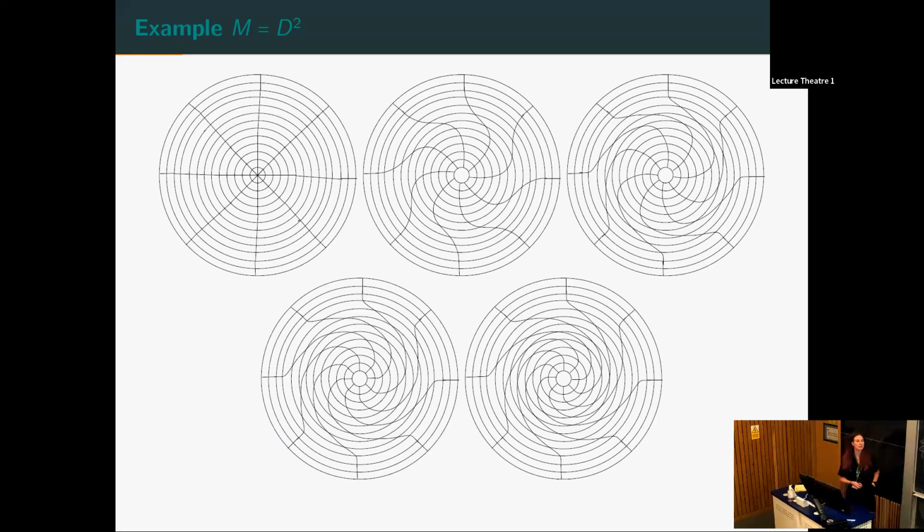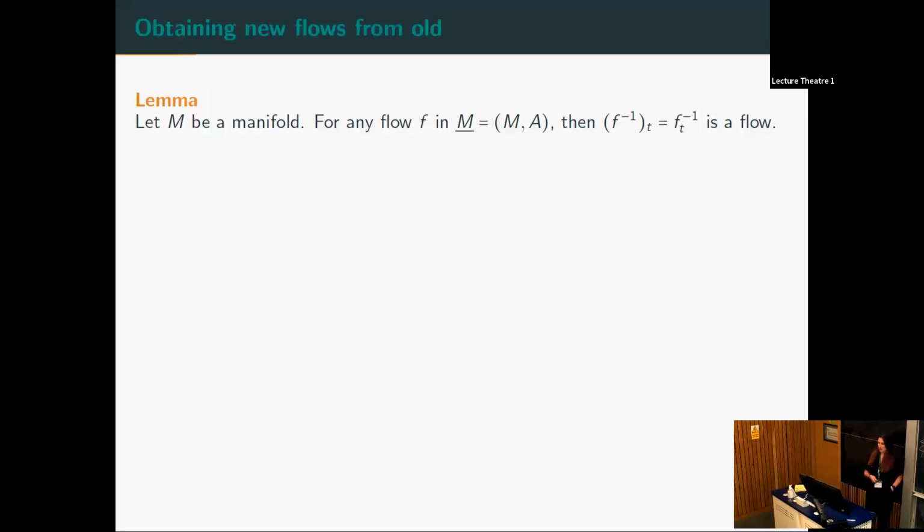Here's an example pictorially. This is the disk, and this is a flow which fixes the boundary of the disk. We're representing sequential points of this flow. We're gradually rotating the interior of the disk, but leaving the boundary fixed. Given a flow, there are several ways we can obtain a new flow. If we have a flow F, we can take the pointwise inverse. We define F to the minus 1 at t just by taking F of t to the minus 1. This is also a flow.